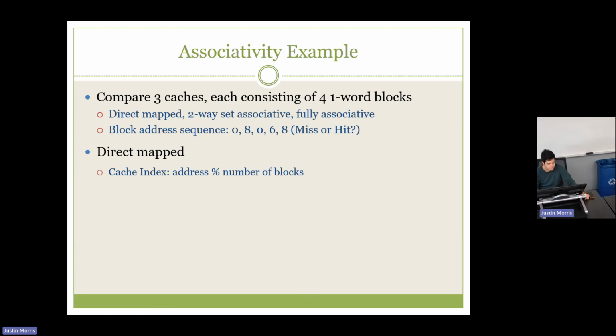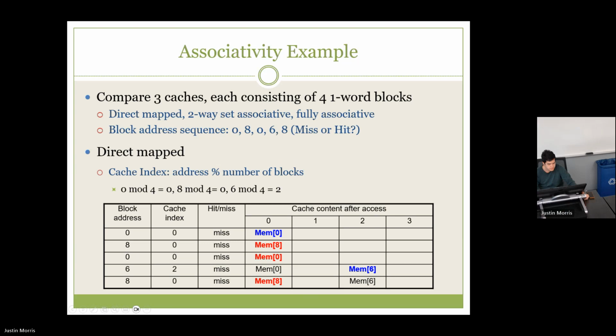Right? So for direct map, each one of these memory addresses can only go to how many spots? One spot. Okay. Now you get that just by taking the address modulus the number of blocks in the cache. So 0 mod 4 is 0, 8 mod 4 is 0, 6 mod 4 is 2. Here is our cache content.